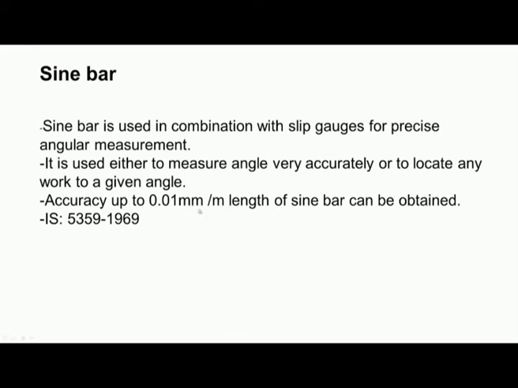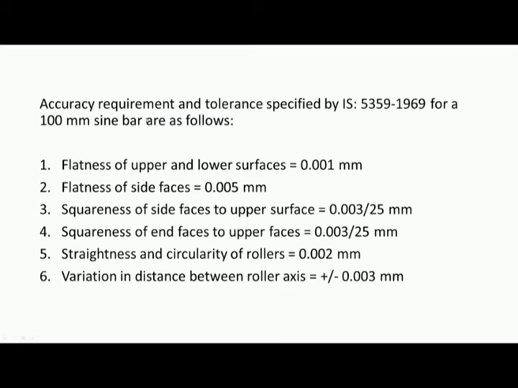Accuracy up to 0.01 millimeter per meter length of sine bar can be obtained. These sine bars are made as per Indian Standard 5359 of 1969. Now, the accuracy requirement and tolerance specified in Indian Standard 5359 of 1969 for a 100 millimeter sine bar are as follows. Flatness of upper and lower surfaces should be 0.001 millimeter, and the flatness of side faces should be 0.005 millimeter.